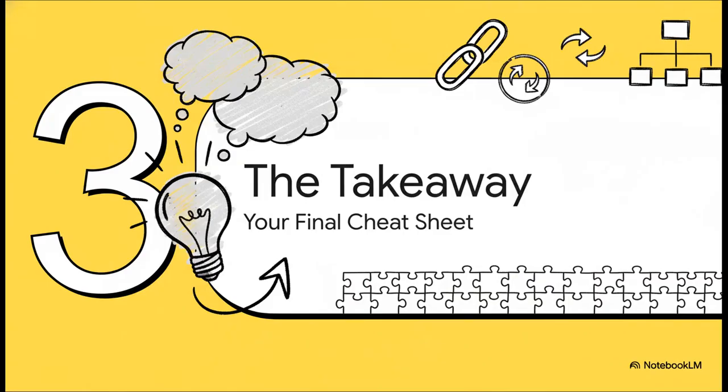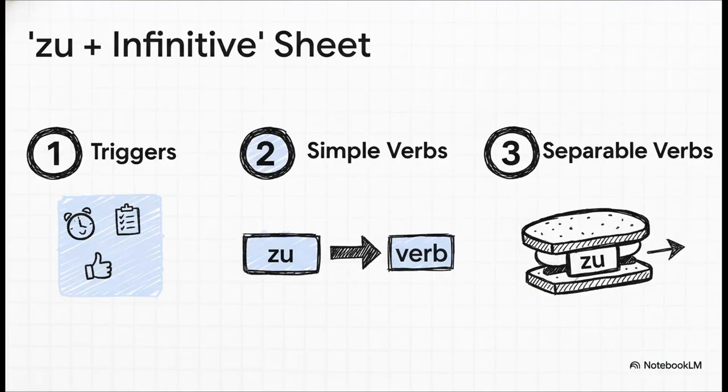All right, deep breath. We've gone over the when and the where. Now let's boil all of this down into one final, super simple cheat sheet that you can use anytime you're not sure what to do. And here it is. It really just comes down to these three things. Step 1, be on the lookout for those trigger words, the nouns like Lust and Zeit, the verbs like planen, and the adjectives like wichtig. Step 2, for any regular old verb, the zu goes right out front. And step 3, if you've got a separable verb, don't forget to make a zu sandwich. That's it. That's the whole game.